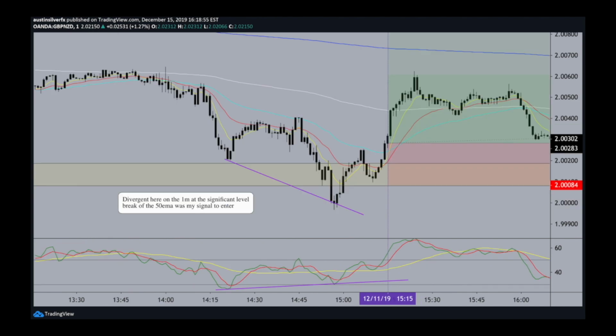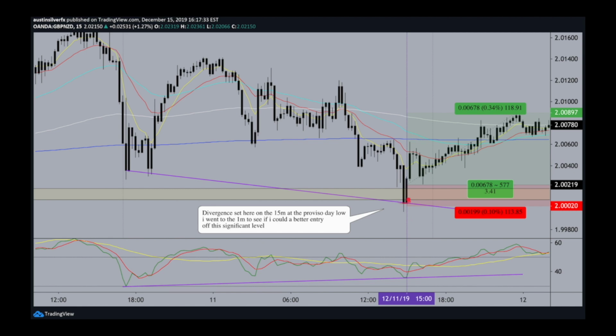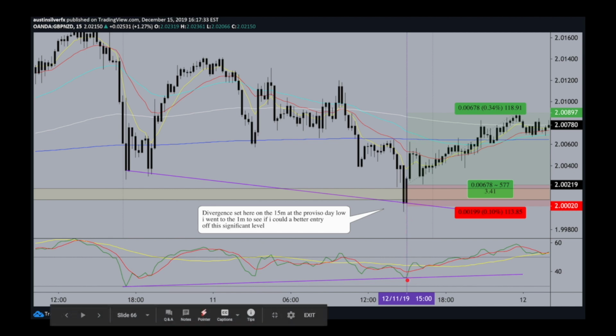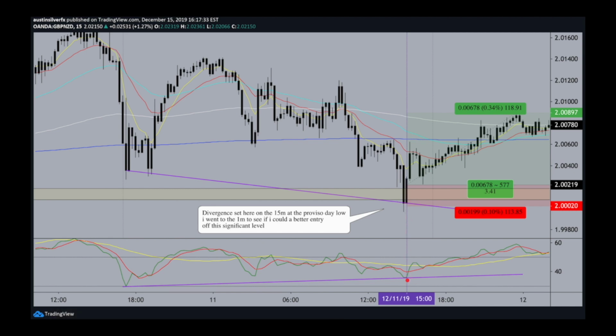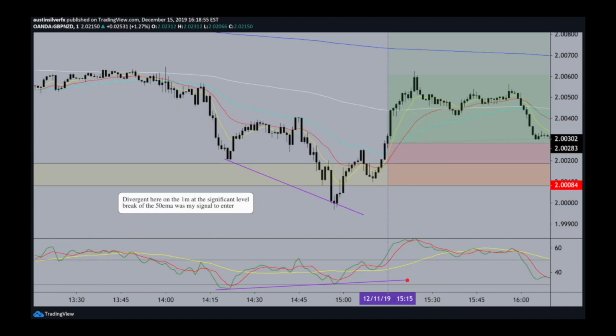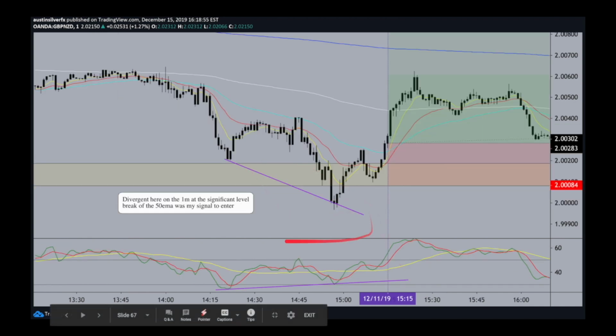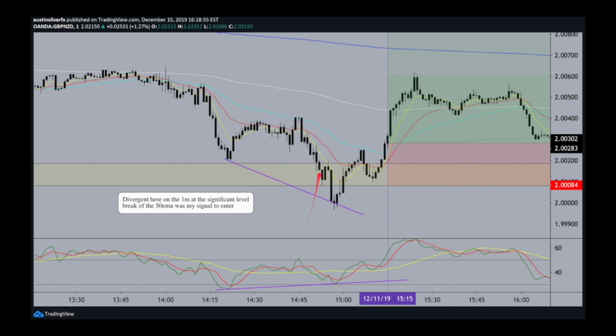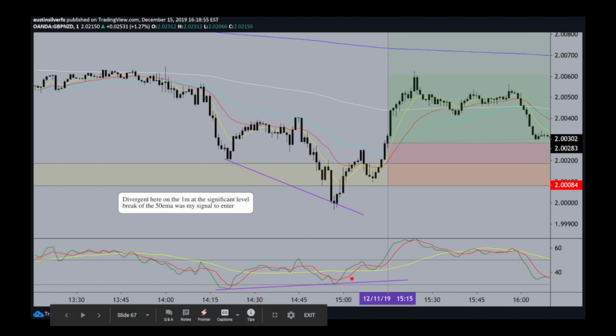But I was able to take that 15-minute divergence that finally set in when price came lower, but the RSI did not here. This is 3 o'clock in the afternoon, New York time. Finally, that sets in. I was able to get down to the 1 minute, and again, off this zone, I was able to find more divergence. So you see me taking it to the lower time frame at this key level of support from the previous day. RSI is rising for about 45 minutes.